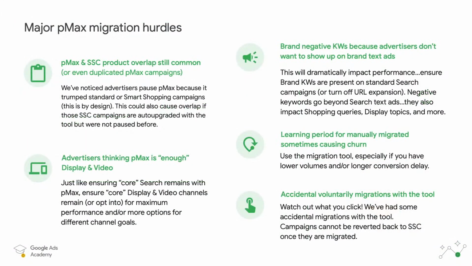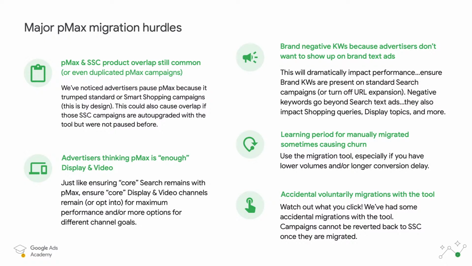All right, moving on to some of the hurdles that we have seen advertisers face when migrating or using Performance Max with a product feed. We still sometimes see overlap of the same products between Smart Shopping and Performance Max with product feed campaigns. And once those live Smart Shopping campaigns are migrated to Performance Max, it could cause some potential issues as you try to optimize with the same products and multiple Performance Max campaigns.